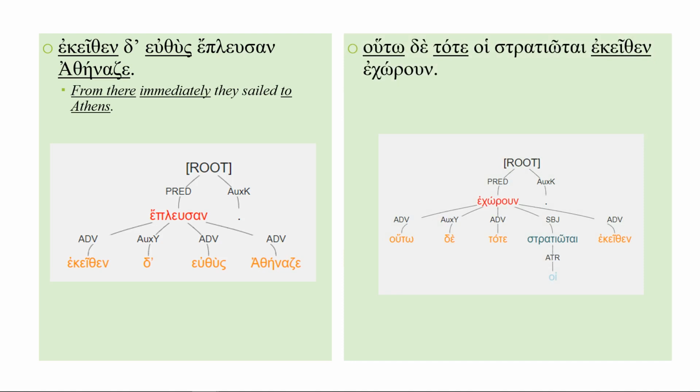Tote de tauta hoi stratiotai ekeithen echoroun. All right, we start with a verb as always. Echoroun, they withdrew, right? Who's withdrawing? Hoi stratiotai, which is in the nominative, so we know that's the subject of the sentence, the soldiers. Then we have these adverbs. Now, tote means then, temporally. Houto, thus, and then ekeithen, from there. So we have, thus then, the soldiers withdrew from there.